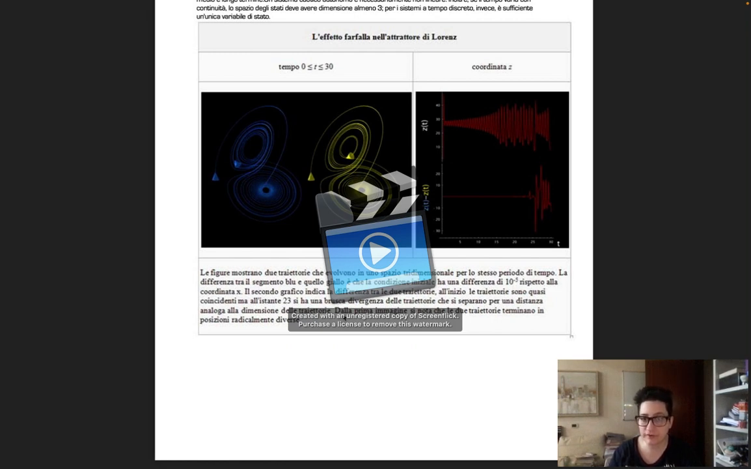The second graph here is the difference between the two trajectories. At the beginning, the trajectories are almost coincidental, but at time 23 you have an abrupt divergence of the trajectories, which separate by a distance analogous to the dimension of the trajectories. From the first image, you notice that the two trajectories terminate in radically different positions.